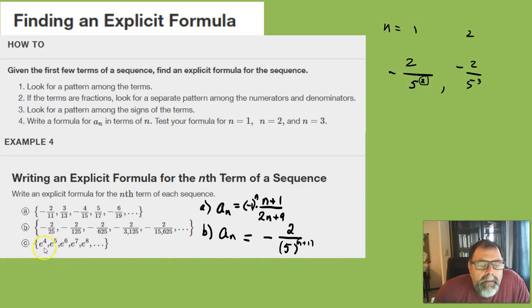Okay. And then this one, notice they all have e, so that's not changing. So that's just going to be e, and then the top is starting at 4 and it's increasing by 1. So that's just going to be n plus, and then you have to shift it so you start at 4 instead of 1. So that's going to be n plus 3 to shift it to start at 4. So 4, 5, 6, and so on. Okay.